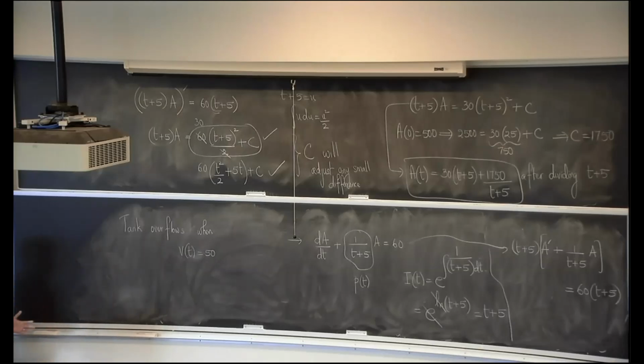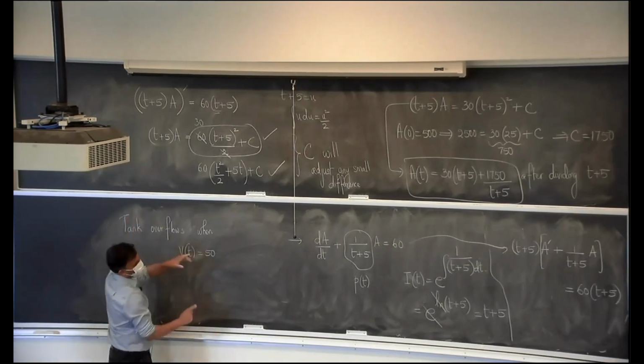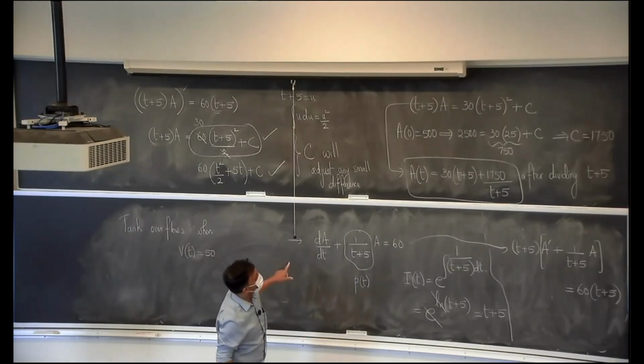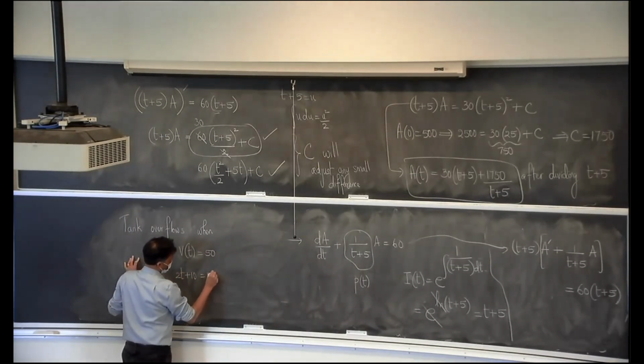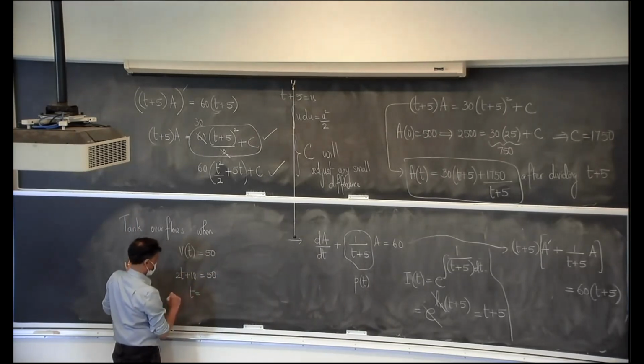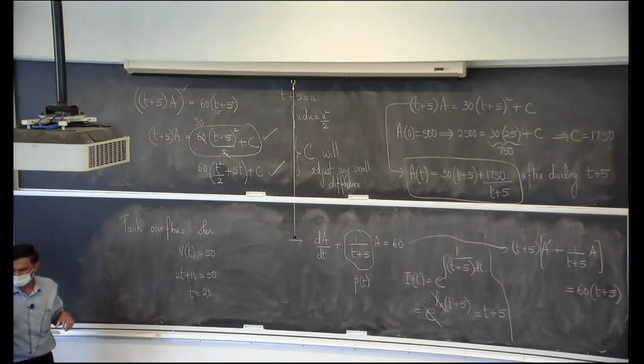There's a purpose for the 50, and that's because we want to know when it's going to spill over. And V of t, we found it earlier as 2t plus 10. Okay, don't cancel the 2 in that one. So 2t plus 10 equal to 50. So t equal to 20. And the units would be 20 minutes, I think.